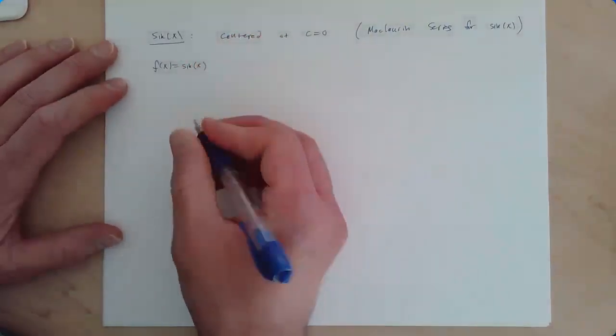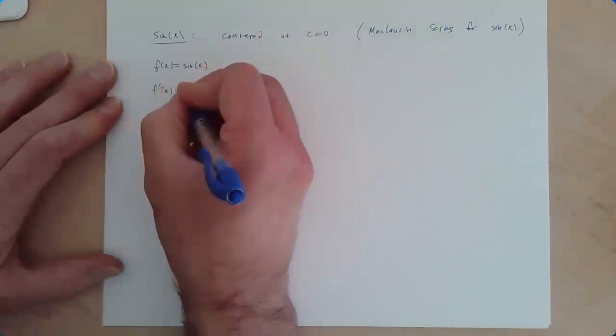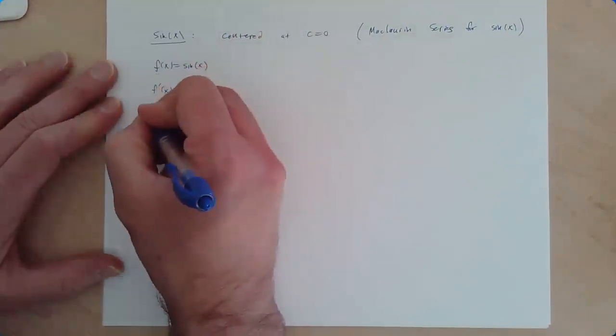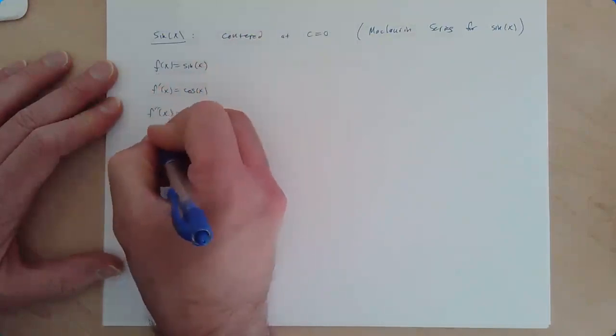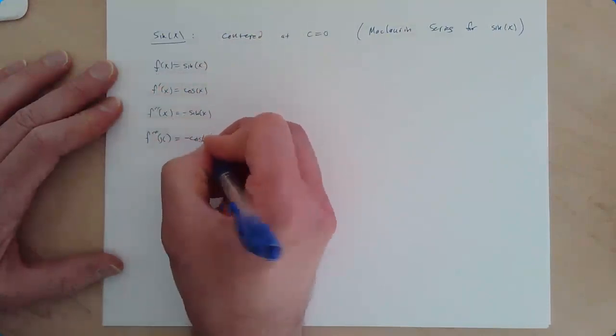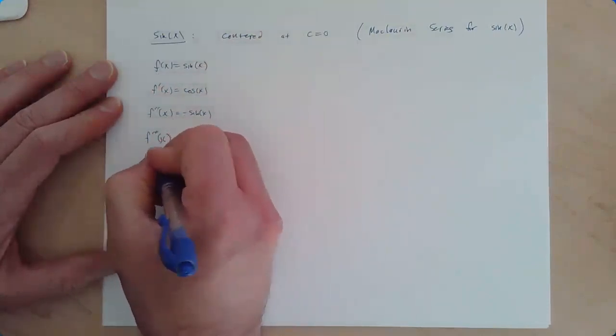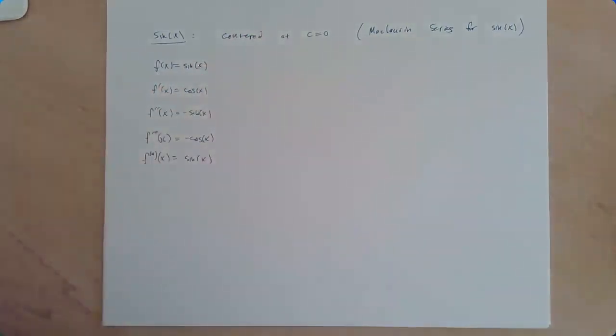So we're going to take some derivatives. The function is f of x equal to sine of x. The first derivative is cosine. The second derivative is negative sine. Third derivative is going to be negative cosine. And then the fourth derivative, we're back to where we started. Fourth derivative is going to equal positive sine. So the nice thing about sine or cosine is after 4 terms, things just start doing the same thing over and over and over again.